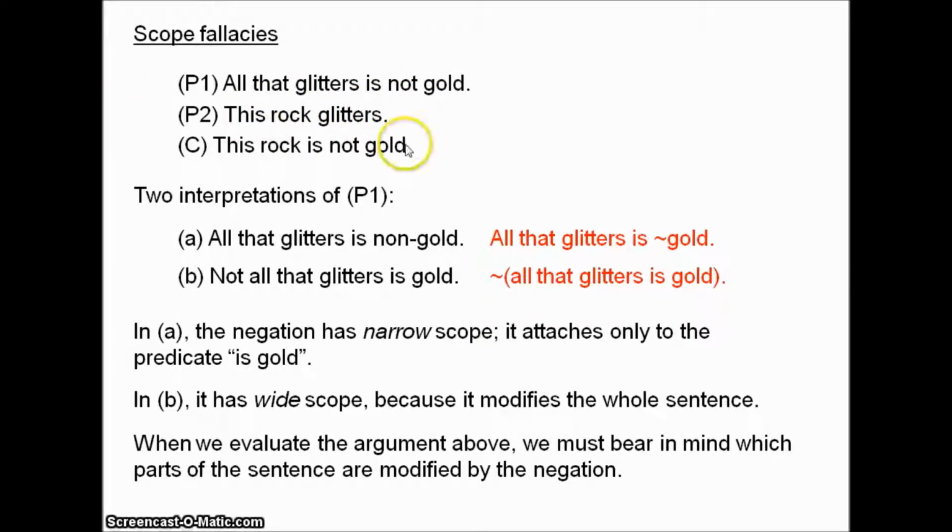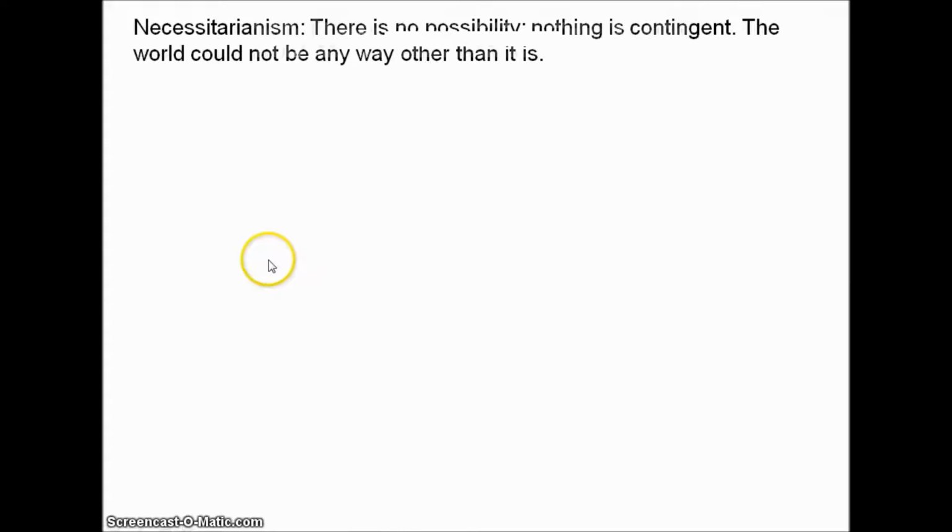Okay, well, the modal scope fallacy is part of the family of scope fallacies. One way to illustrate it is with a simple argument for necessitarianism. This is the belief that there is no possibility, that nothing is contingent. Everything that's true is necessarily true, everything that's false is necessarily false. The world could not be any way other than it is. That's a very strong and rather surprising thesis. The argument for it is very simple.